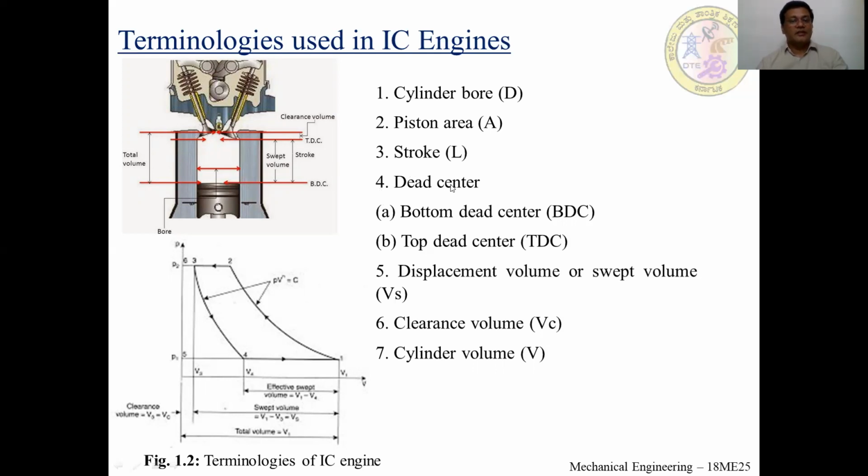Then the fourth one is dead center. Dead center means the farthest or nearest position of the piston with respect to the crankshaft. Based on that, we have two dead centers: bottom dead center and top dead center. Here you can see this one is bottom dead center and this is top dead center. BDC means the bottommost position of the piston, and TDC means the topmost position of the piston in the cylinder. So this is about BDC and TDC.